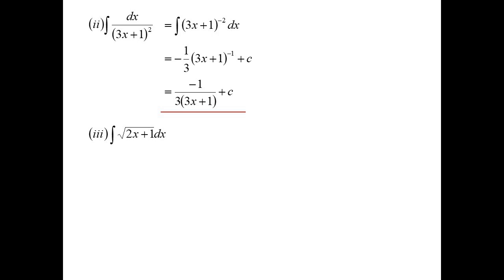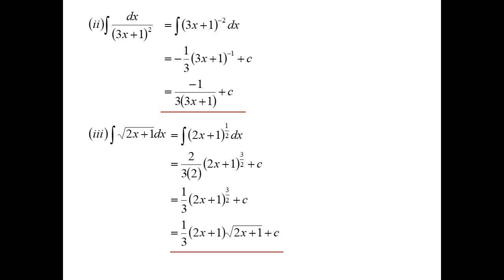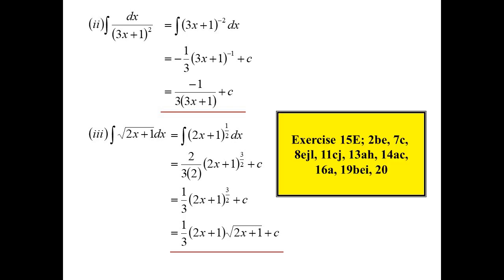Very useful for surds, because once again, how would you expand out 2x plus 1 to the power of a half? Can't do it. Add 1 to the power over the power, but this time we're also dividing by 2, the coefficient of x. And mere mortals would write it as 1/3 (2x plus 1) to the power of 3 on 2. But of course us super mathematicians would write it as 1/3 (2x plus 1) root (2x plus 1). Plus, of course, a constant. So we'll add that in.